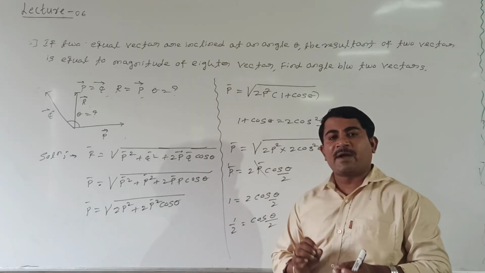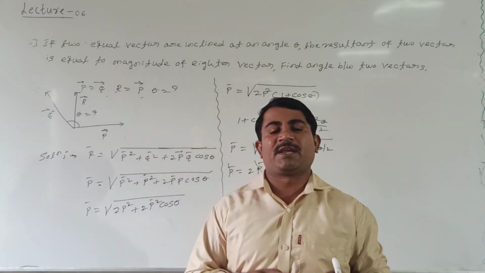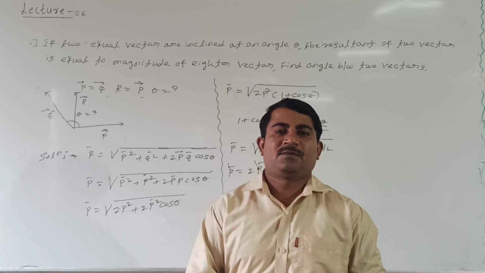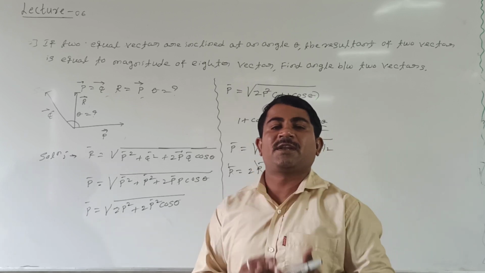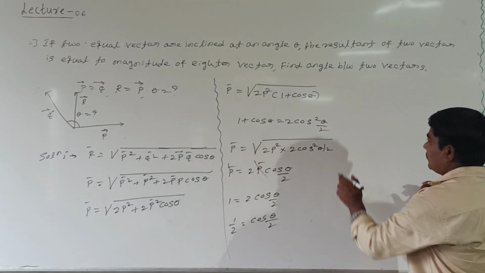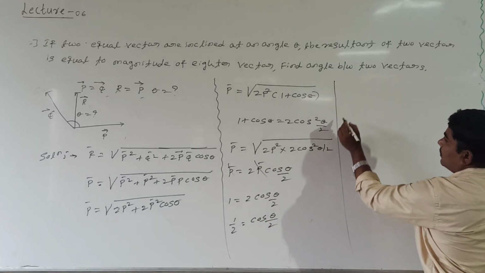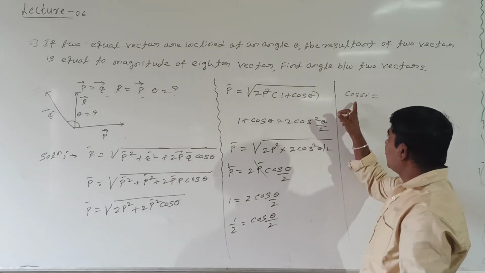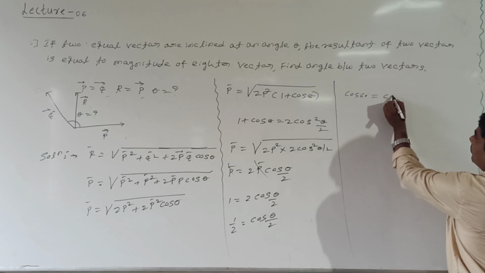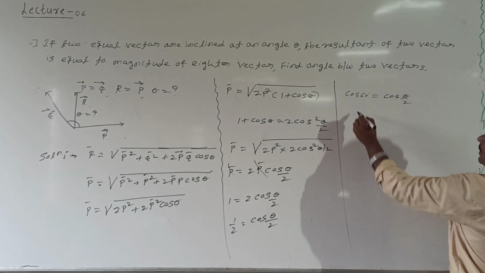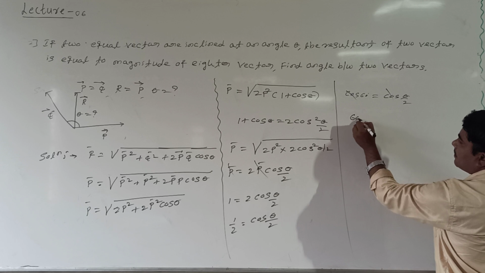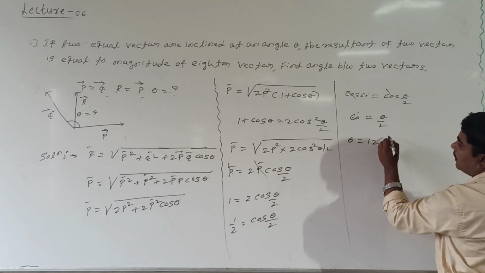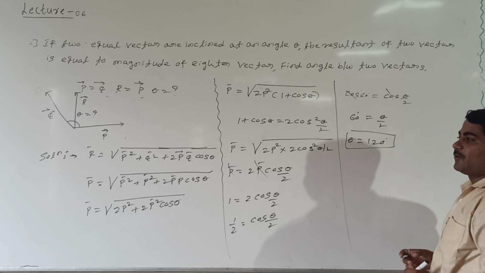But cos 60 degree equals 1 by 2. Cos 60 degree equals 1 by 2. Again, cos of theta by 2. The cos gets cancelled. What is remaining? 60 degree equals theta by 2, or theta equals how much? 120 degree. Theta equals 120 degree.